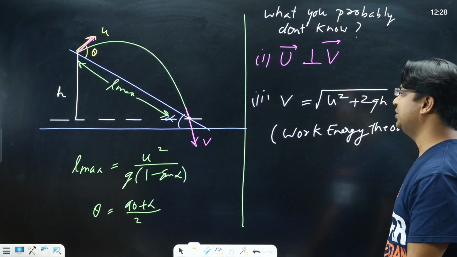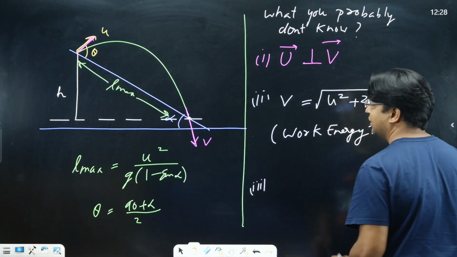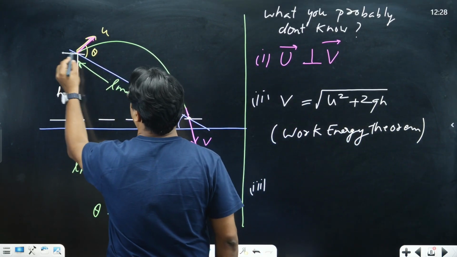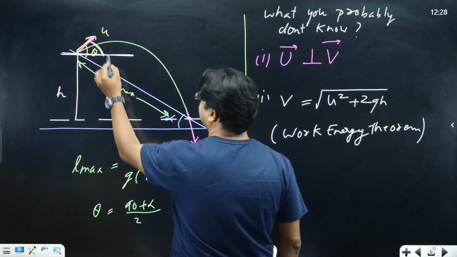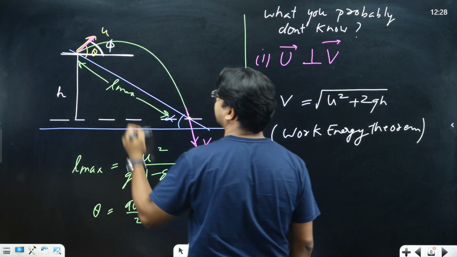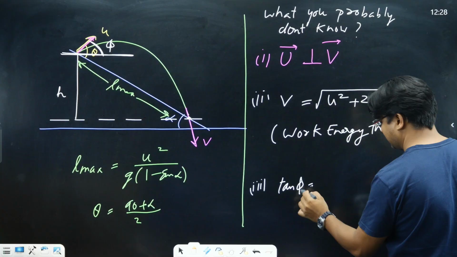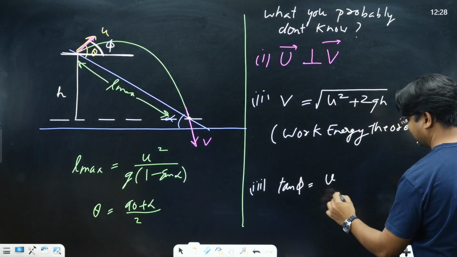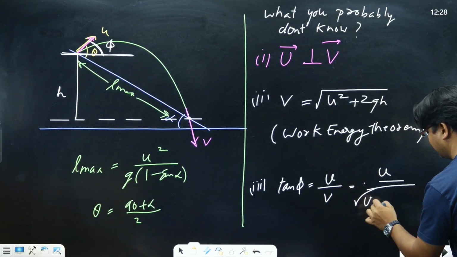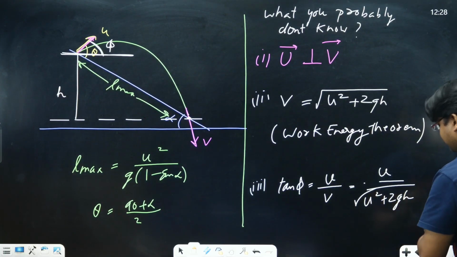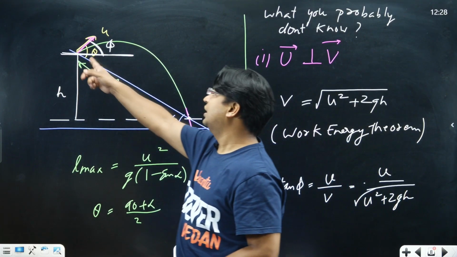What else you probably don't know is this. The angle of projection from the horizontal, let's call it phi. Tan of that angle is u by v, so it is u divided by root of u square plus 2gh. This is again something you probably don't know. So now you know where to project.